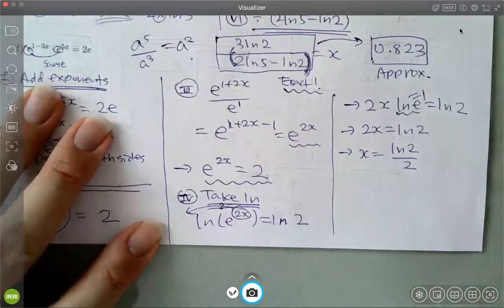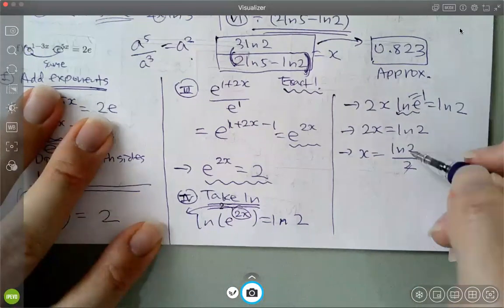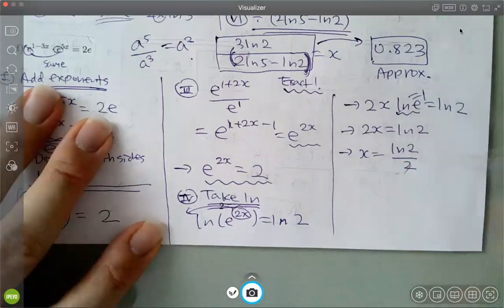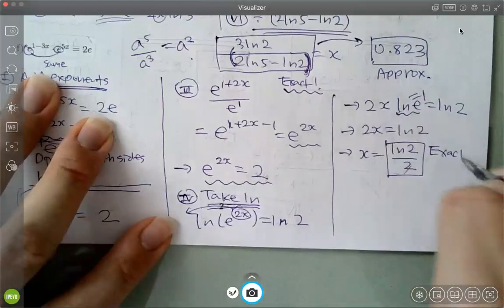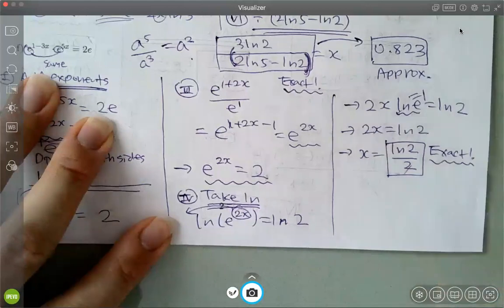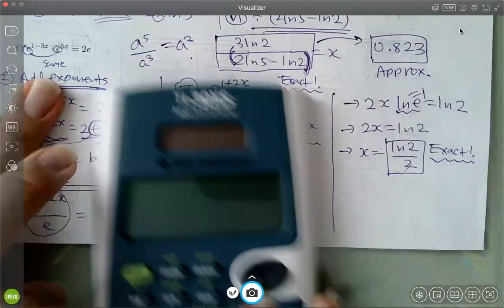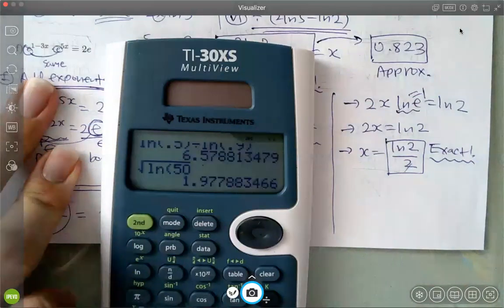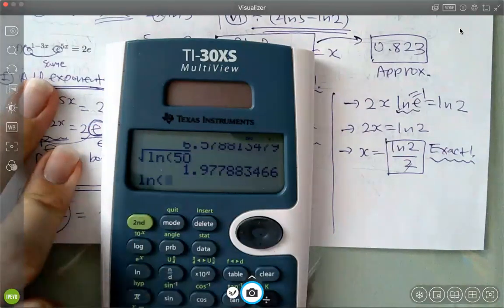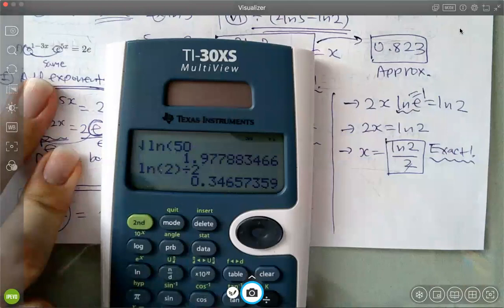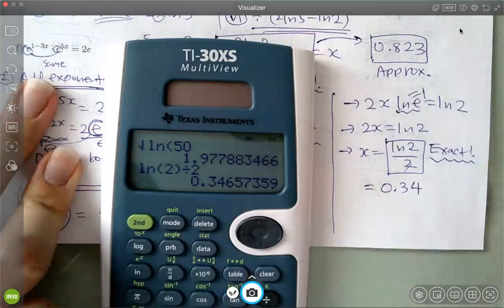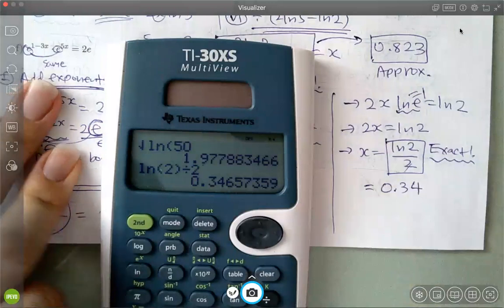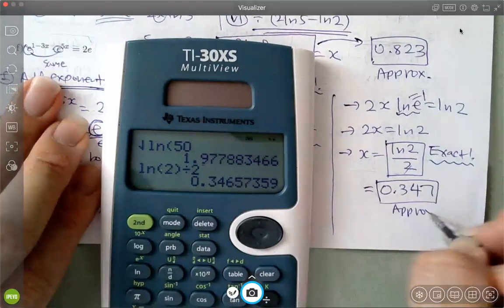Now, here, can you cancel the 2's? No, because the 2 is within the log, right? So please do not cancel. So that's it, and that's the exact form. And so what's the approximation? Just punch this number into the calculator. So ln 2 divided by 2, and by rounding to 3 decimal places, we get 0.347. And that's the approximation.